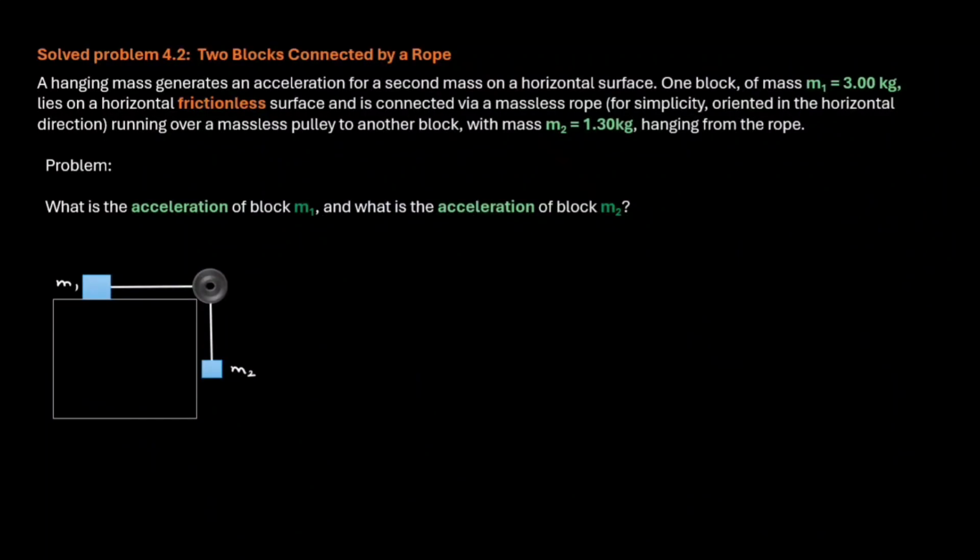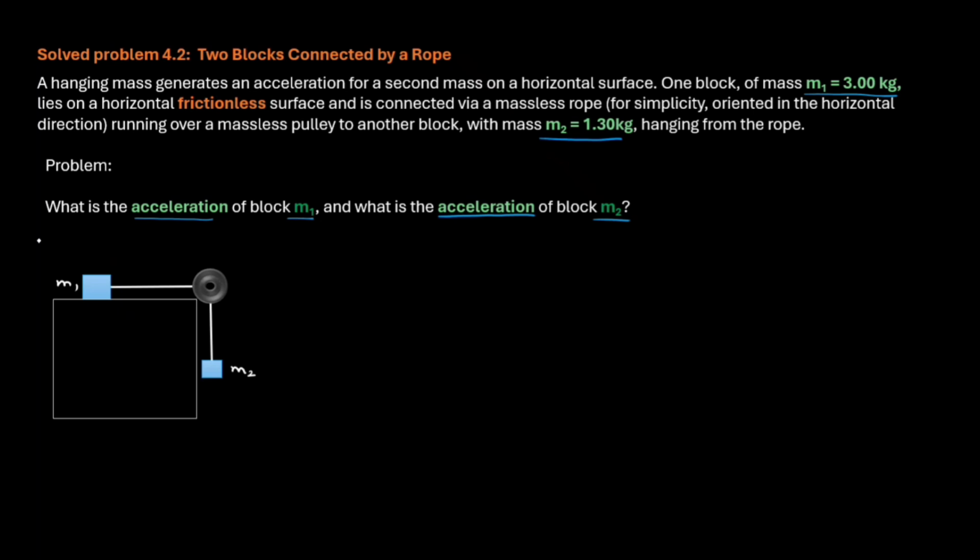Solve problem 4.2. Two blocks connected by a rope. A hanging mass generates an acceleration for a second mass on a horizontal surface. One block of mass m1 equals 3 kg lies on a horizontal frictionless surface and is connected via a massless rope running over a massless pulley to another block with a mass m2 equals 1.30 kg hanging from the rope. We need to find what is the acceleration of block M1 and what is the acceleration of block M2.